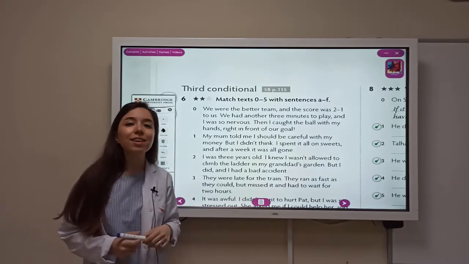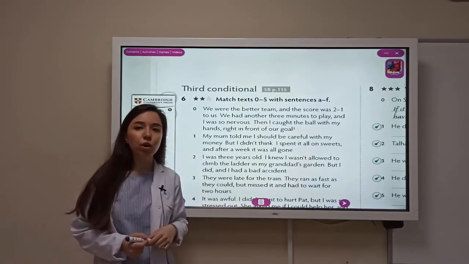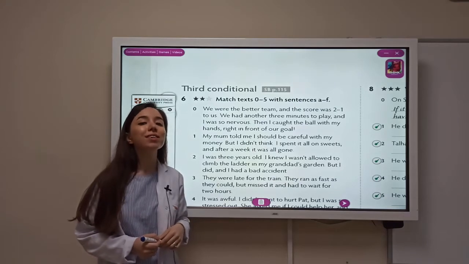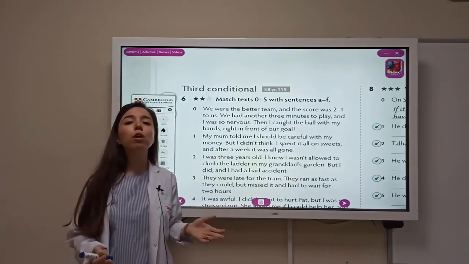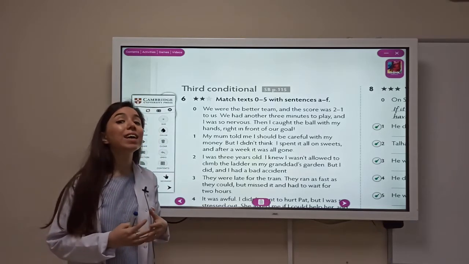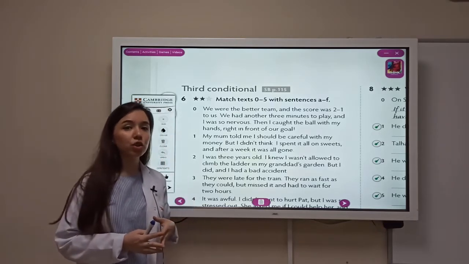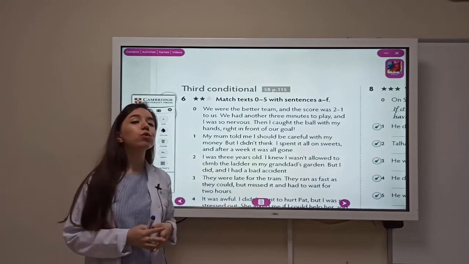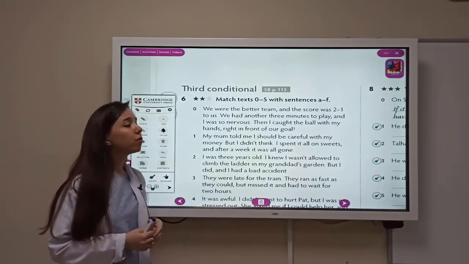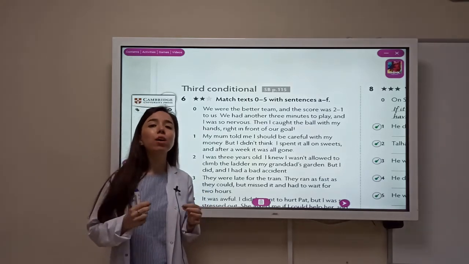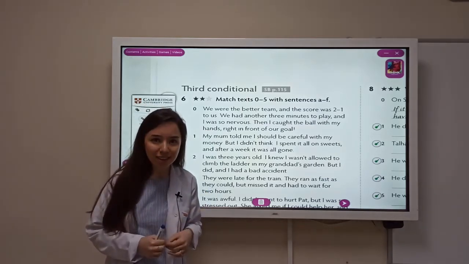In these exercises that we are going to do, we are going to talk about third conditional sentences. Maybe in the past you heard about it or we did it together, but now we are going to do more exercises to understand it better. First, I want to tell you when we are going to use third conditional sentences.